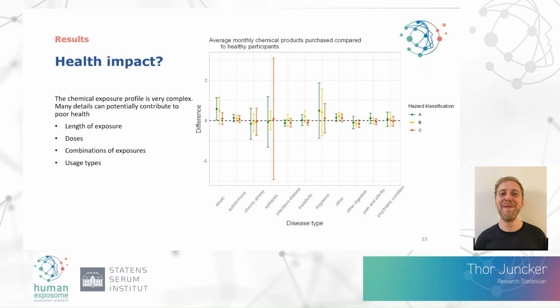Here we see that the majority buy the same as compared to healthy participants. The only significant thing is for the people that have reported an atopic disease. It looks like they have a slightly significant difference where they typically buy more A-classified products, which could just be a result of people being more aware of not buying chemical products that could be irritating.